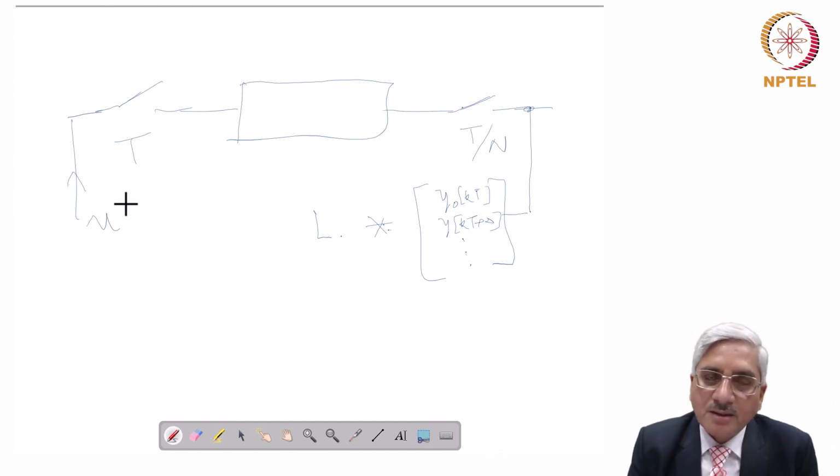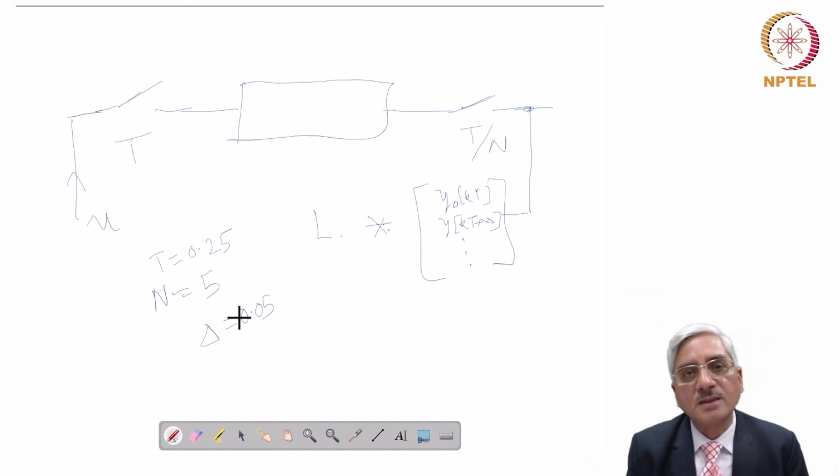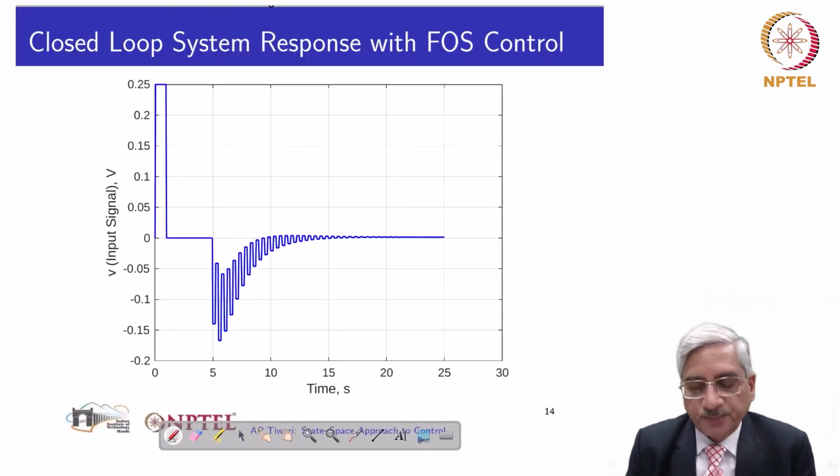So we have obtained this L, and that was obtained for n equal to 5, T equal to 0.25, and corresponding delta equal to 0.05. This L has been calculated. Now we are ready to do system simulation.